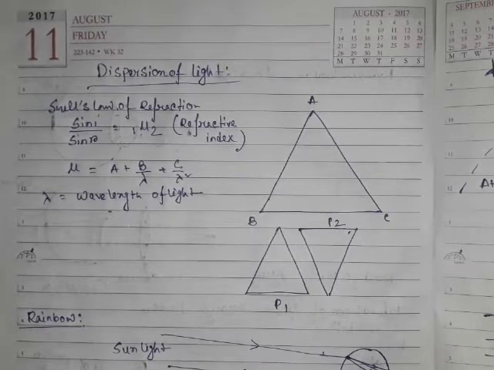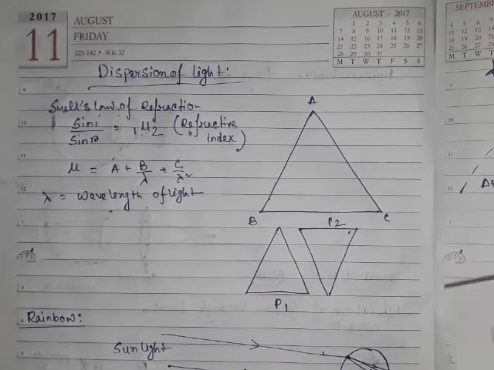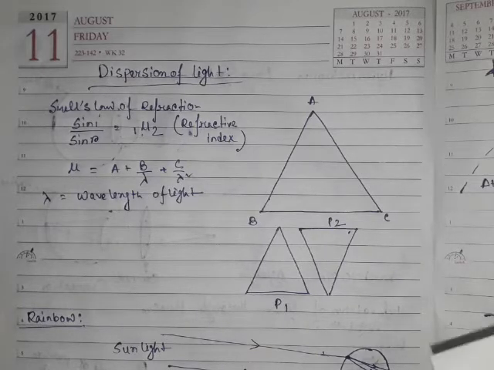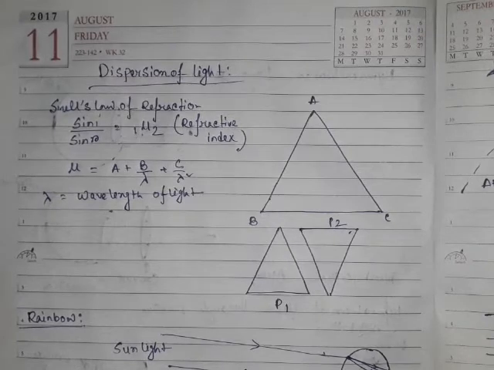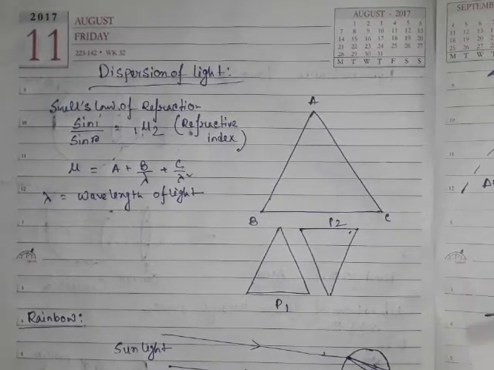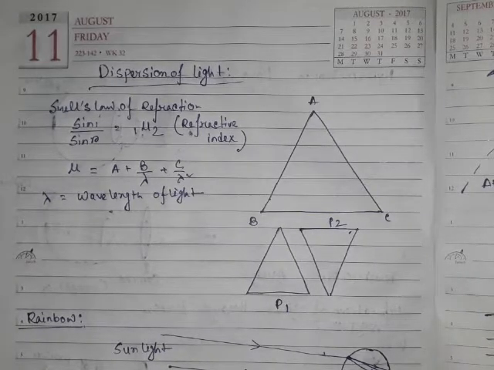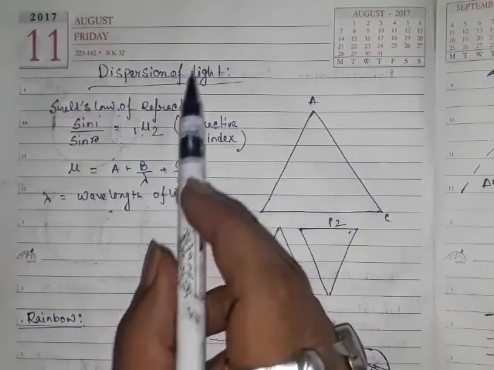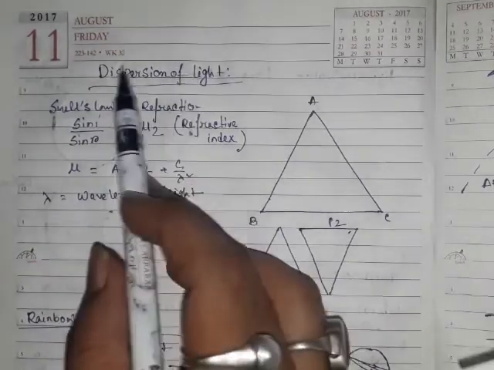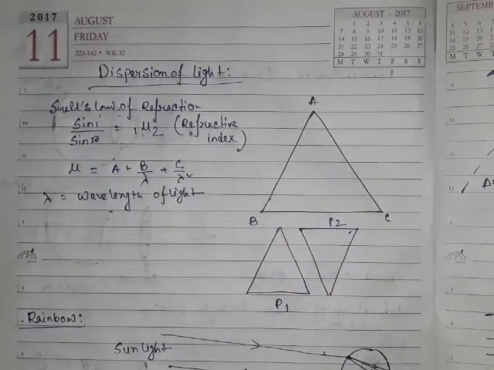That means a medium that shows a refractive index of 1.5 to red light can show a different refractive index, maybe 1.5-something, to violet light. Okay, that means if you employ different colors of light, the refractive index of the medium will change. And that is the whole idea behind the dispersion of light.